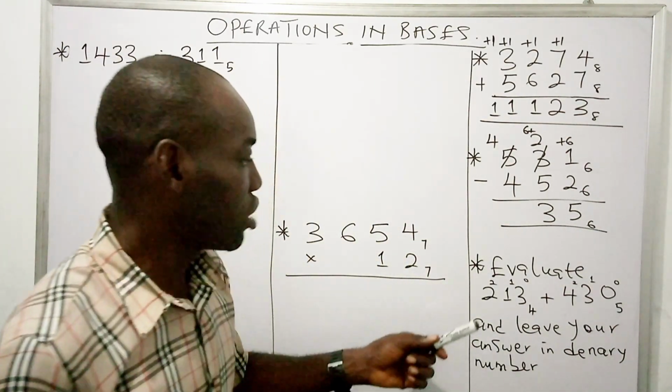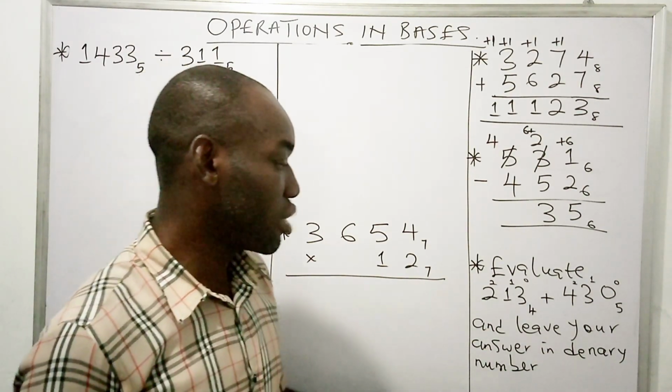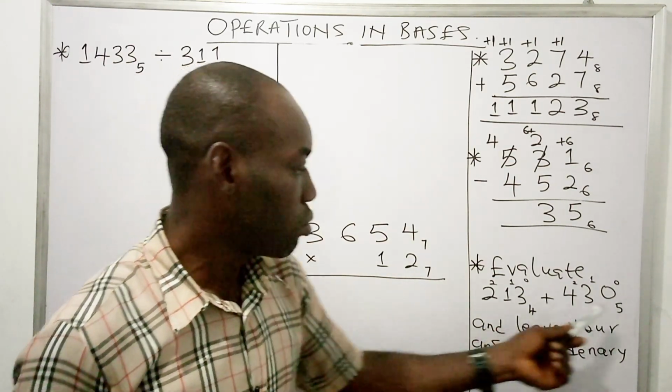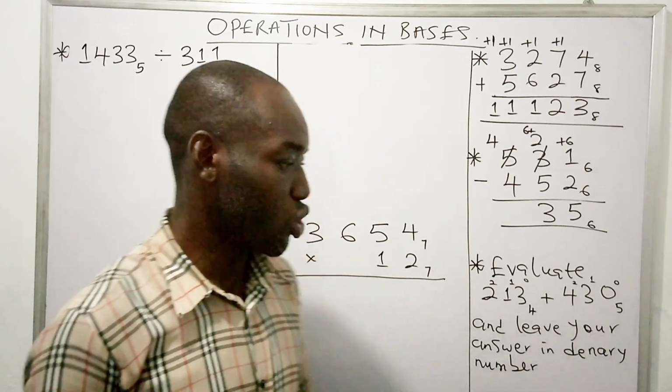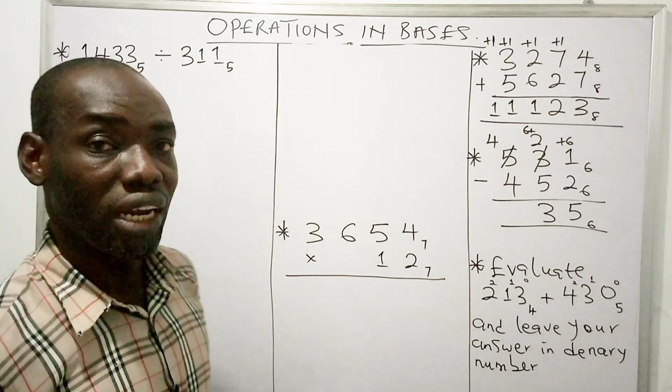Then let's see the next question here. It says we have to evaluate this and leave our answer in denary numbers. Denary simply means we should leave our answer in base 10. And if you look closely, you discover that what? Both numbers do not have the same base. So what we do here is that we change both of them to base 10, after which we'll go ahead and carry out the addition.